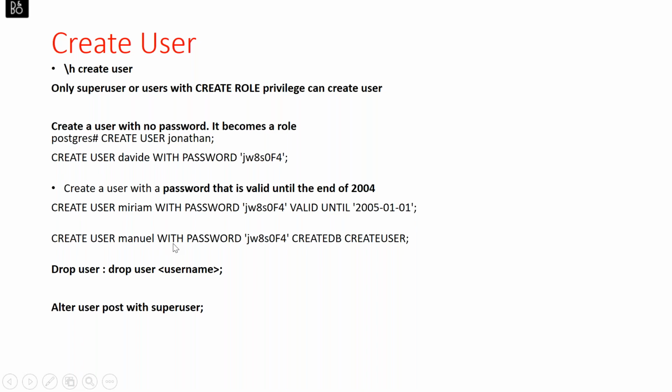Create user with password, create db, create user. Now with this create db and create user, I am giving a privilege. This privilege is a system privilege. If I give it create db, this user can create a database. If I give it create user, this user can create a user also. So he's almost a super user technically.